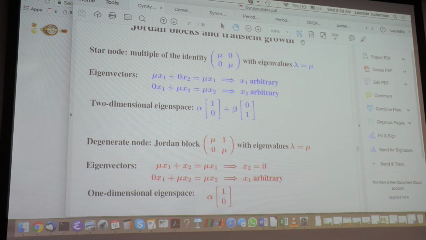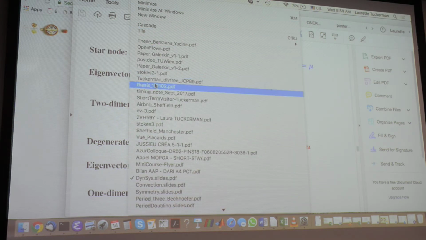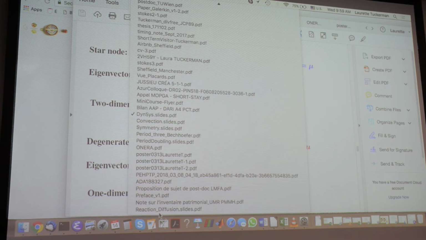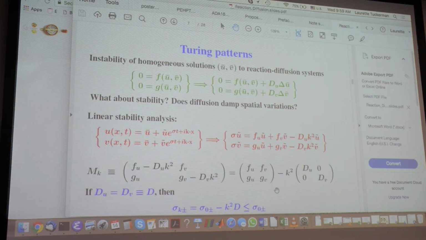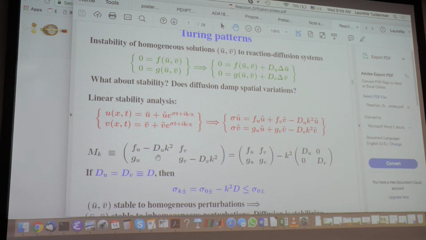Okay, go back to the question that we were just asking. Why are the eigenvalues of this whole matrix, this sum of two matrices, equal to the sum of the eigenvalues if these two diffusion coefficients are equal? When are the eigenvalues of the sum of two matrices equal to the sum of the eigenvalues of the matrices? When can that be?